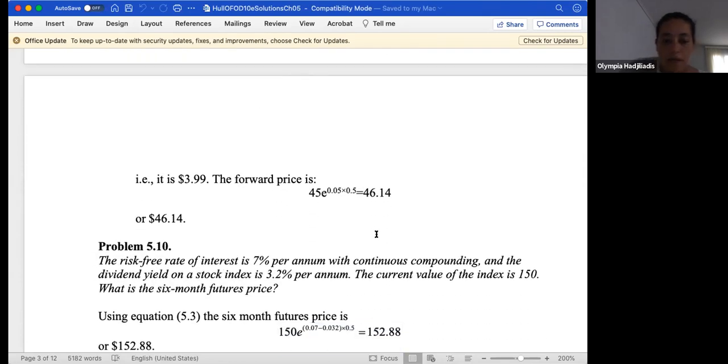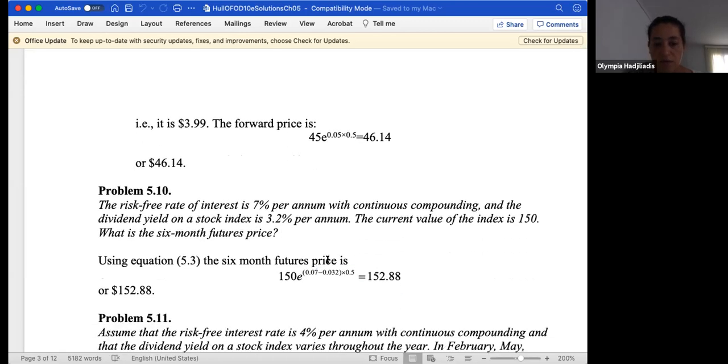So the next question is telling you that the risk-free rate of interest is 7% per annum with continuous compounding, and the dividend yield on a stock index is 3.2% per annum. The current value of the index is 150. What is the 6-month futures price? Using equation 5.3, this is just a simple application of one of the formulas in your book.